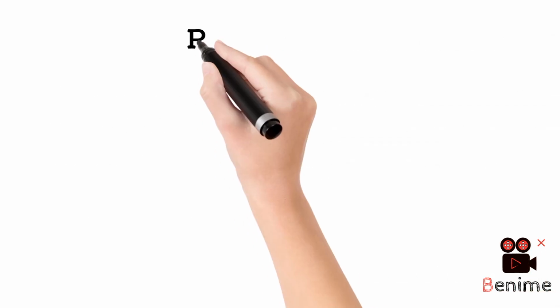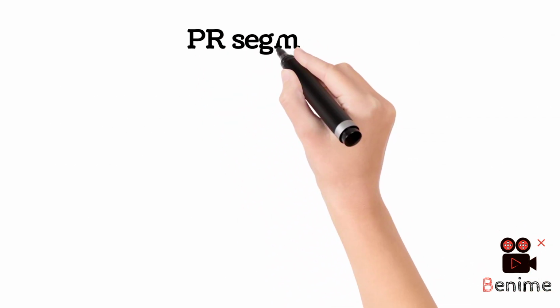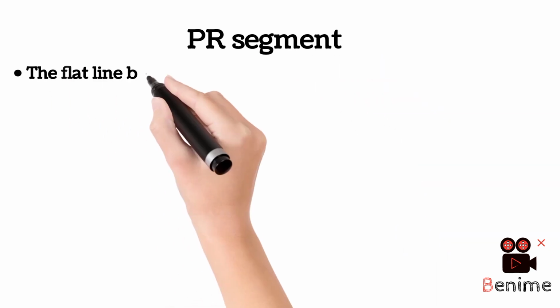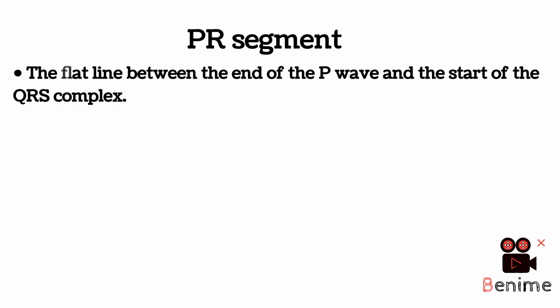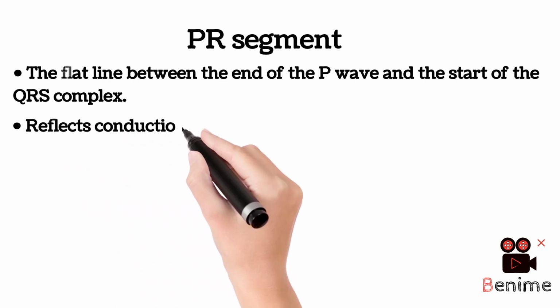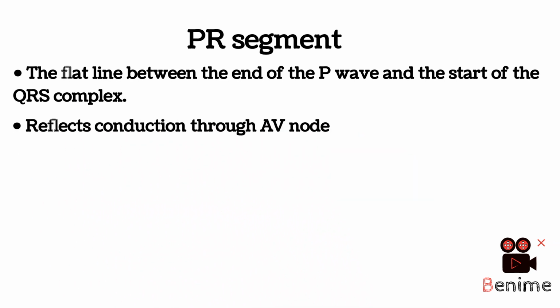After the P wave, the straight isoelectric line is the PR segment, which is the flat line between the P wave and the start of the QRS complex. It reflects conduction through the AV node. The AV node, or atrioventricular node, is the node between the atria and ventricles. When impulses travel through this node, the signals are so weak that they are not caught by the ECG machine. As a result, we see a straight line on the ECG graph.